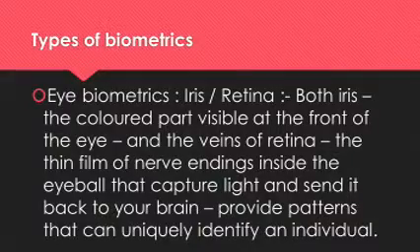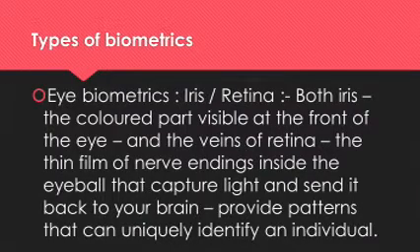And the next one is eye biometrics. In the case of eye biometrics, we use the iris and the retina. What is the meaning of iris? That is the colored part visible at the front of the eye. In the front of the eye, the color we can see is the iris. Then what is meant by the retina? The retina is the thin film of nerve endings inside the eyeball that captures the light and sends it back to your brain.